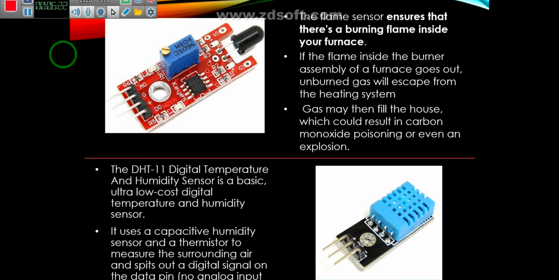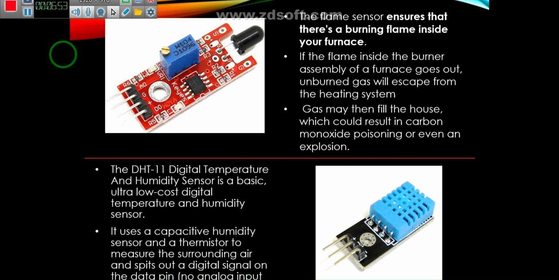I will explain more about the flame sensor. The first picture shows a flame sensor. The flame sensor ensures that there is a burning flame inside your furnace. If the flame inside the burner assembly of a furnace goes out, unburned gas will escape from the heating system. This may then fill the house, which could result in carbon monoxide poisoning or even an explosion.